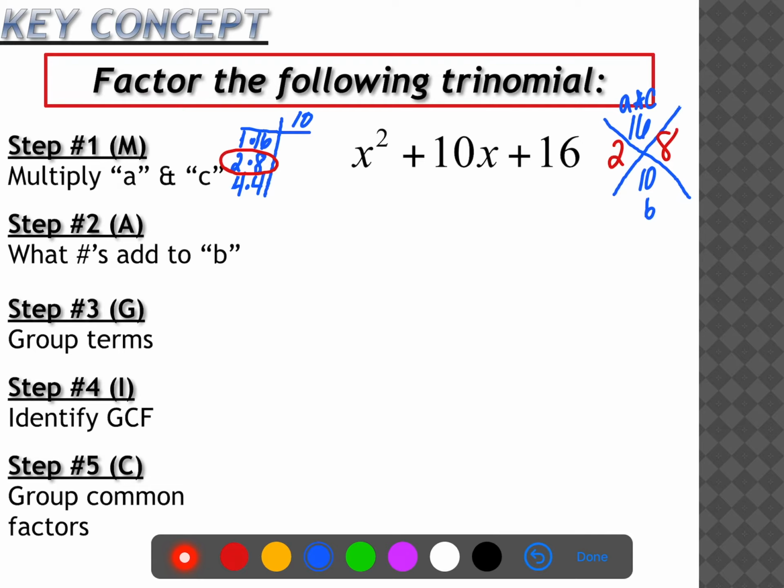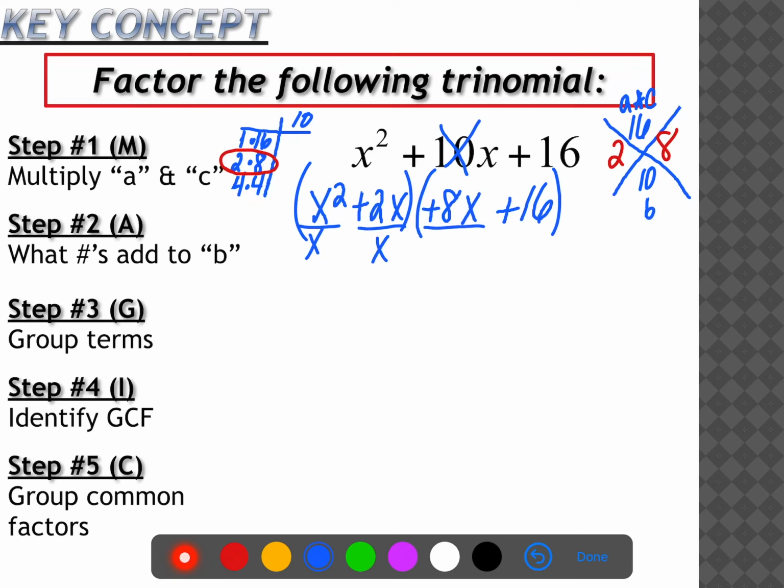We're now going to do G, group. We're going to take 2 and 8, and we're going to replace the 10x with that. That means that the two terms in the middle have the same variable that the 10x did. And now this is just going to be a grouping problem. You have already accomplished all of the new steps and skills that you need for today. Now it's grouping. We did this last time. We're going to take out our GCFs and finish out our problem.